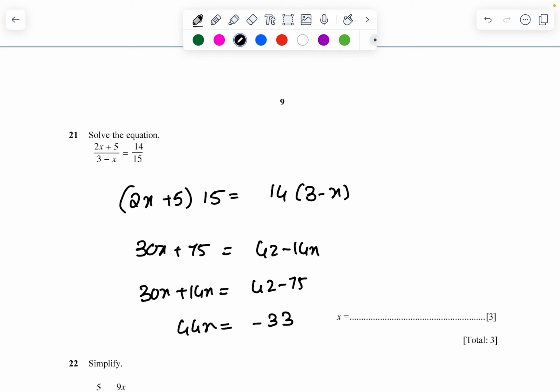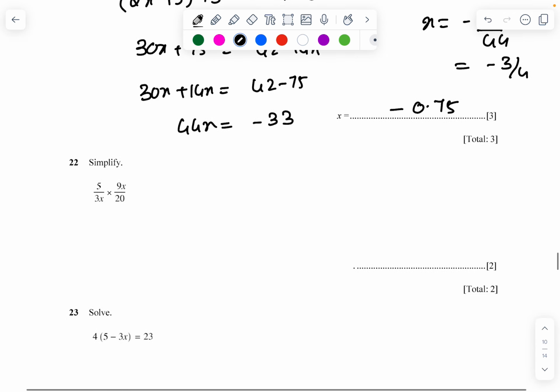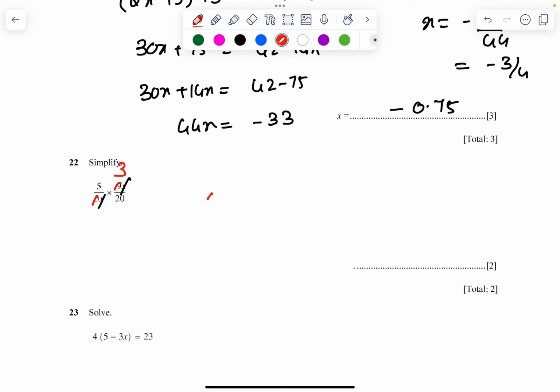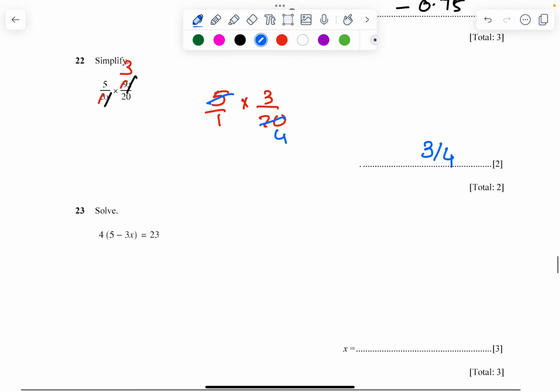When I do that, I should be able to get x equals to negative 33 divided by 44, which is negative 3 by 4, which is negative 0.75. Simplify that, x and x gets cancelled. 3 times 1, 3 times 3. So it becomes 5 upon 1 times 3 upon 20. Then 5 and 20 can also be cancelled, 4. So answer is going to be 3 upon 4.